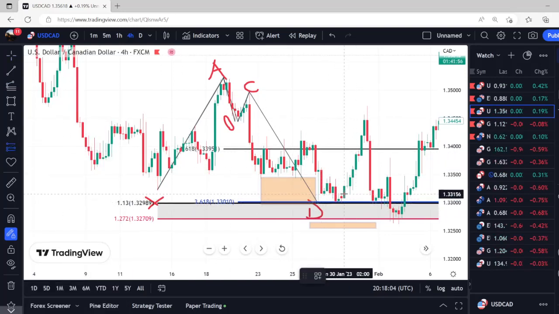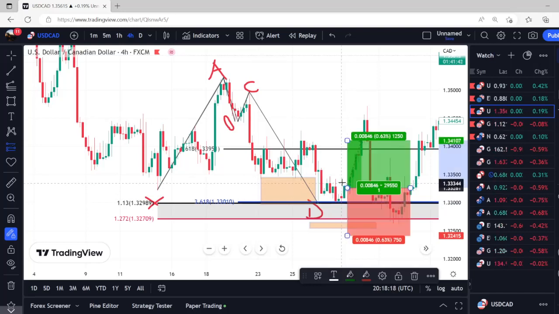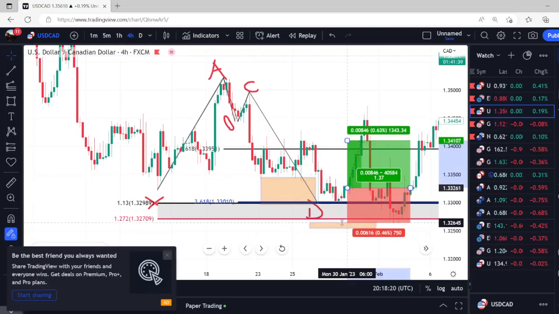So here we look for a bullish confirmation to go long. You can decide to go long after this bullish confirmation. It's entirely your choice where you go long. So let's say we went long here, and then we'll put our stop below here.